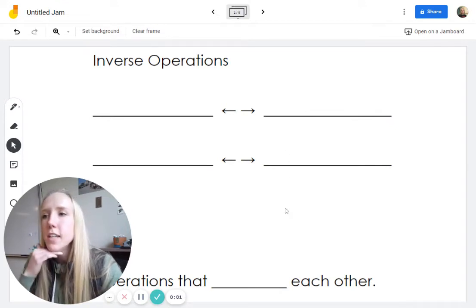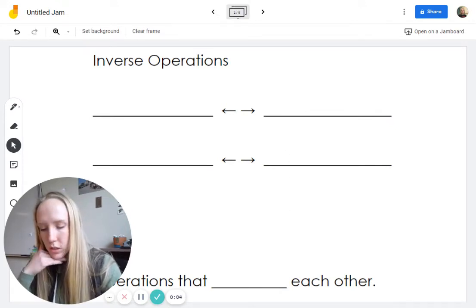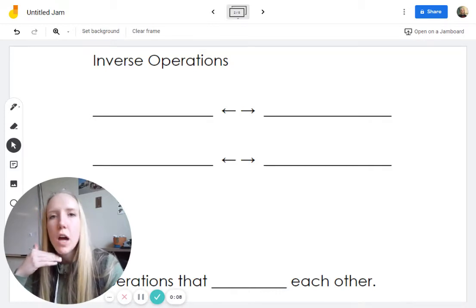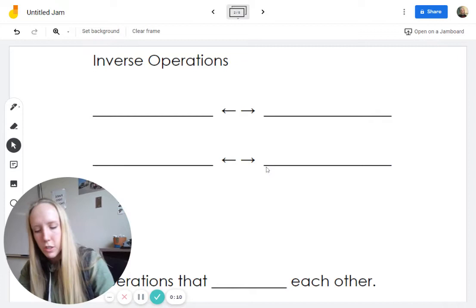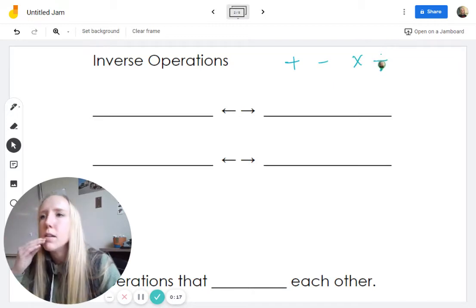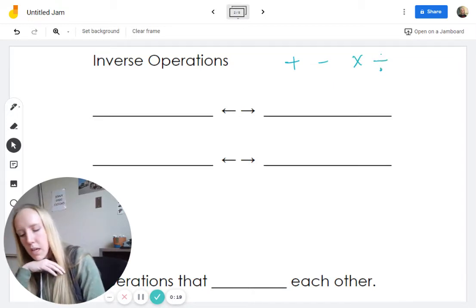Hi everyone. Today we are talking about something called inverse operations. It sounds complicated, but inverse operations are the same operations you already know and love: add, subtract, multiply, and divide. But inverse means opposite.